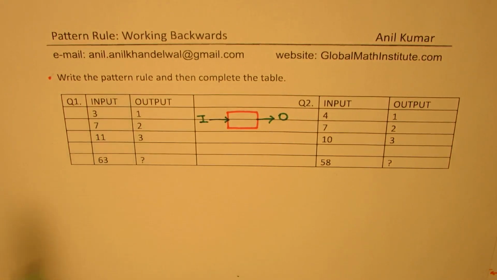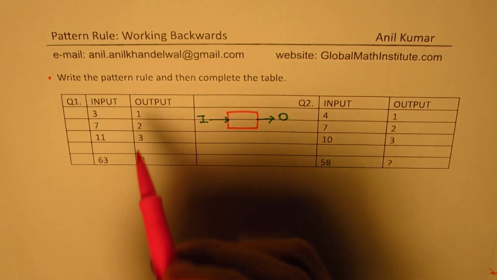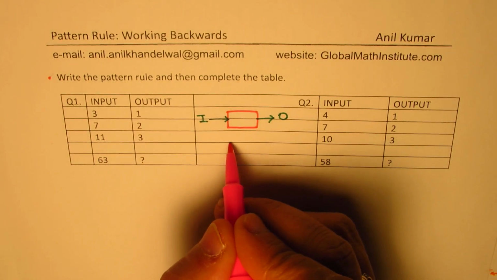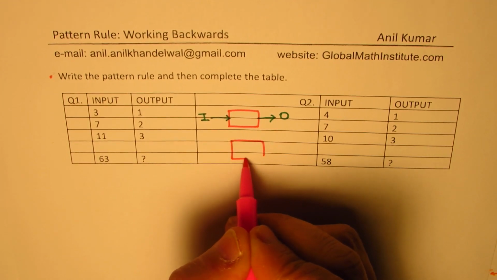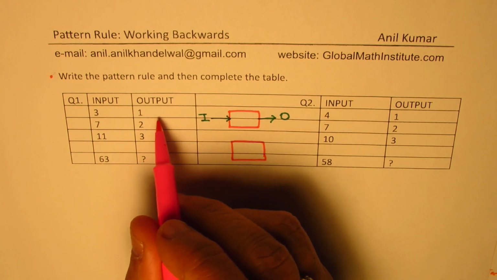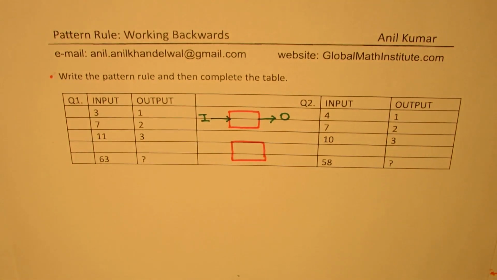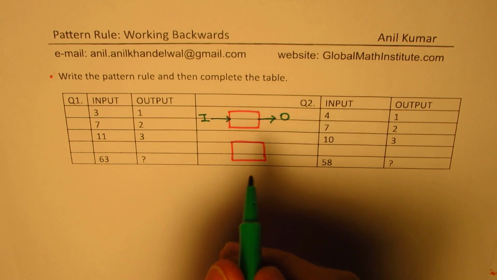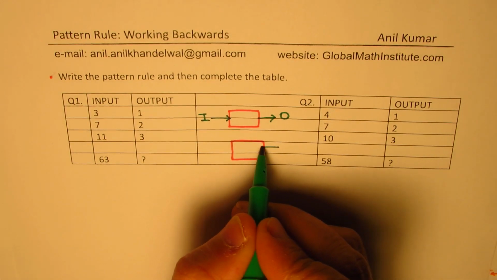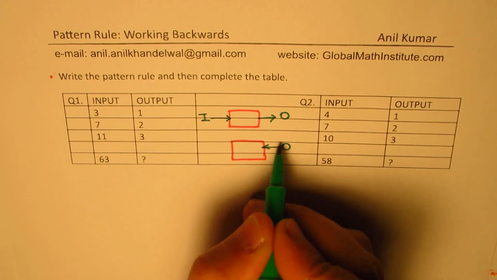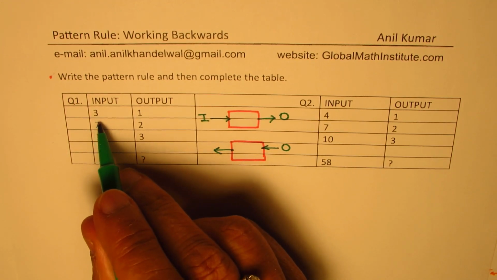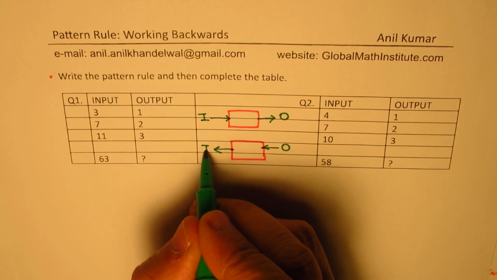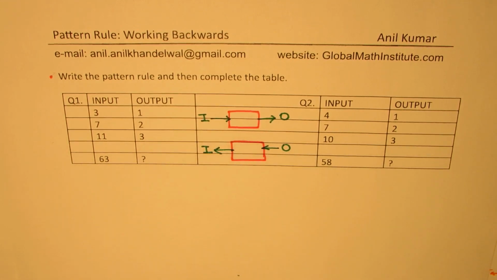Now, in the given case, the outputs are in order. Normally, what we have seen is that the input was 1, 2, and 3, and the outputs were different values. But here, what we are giving you is kind of like this. We are giving you outputs which are in order 1, 2, and 3, and inputs are 3, 7, 11, and so on. Do you see that? So this is kind of a reverse input-output, right?